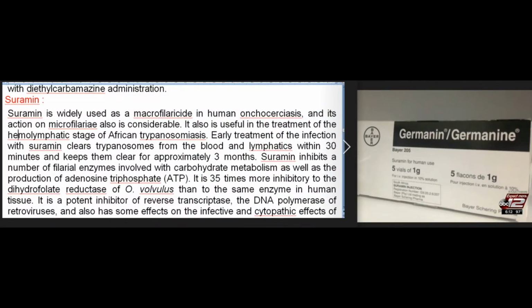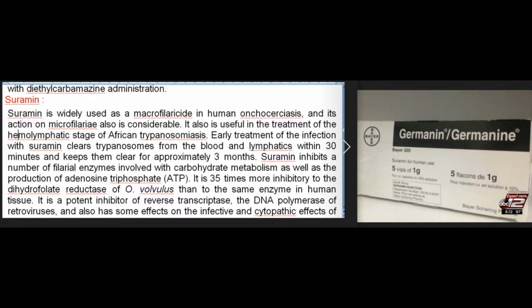Suramin is widely used as a macrofilaricide in human onchocerciasis, and its action on microfilariae also is considerable. It also is useful in the treatment of the hemolymphatic stage of African trypanosomiasis. Early treatment of the infection with suramin clears trypanosomes from the blood and lymphatics within 30 minutes and keeps them clear for approximately 3 months.